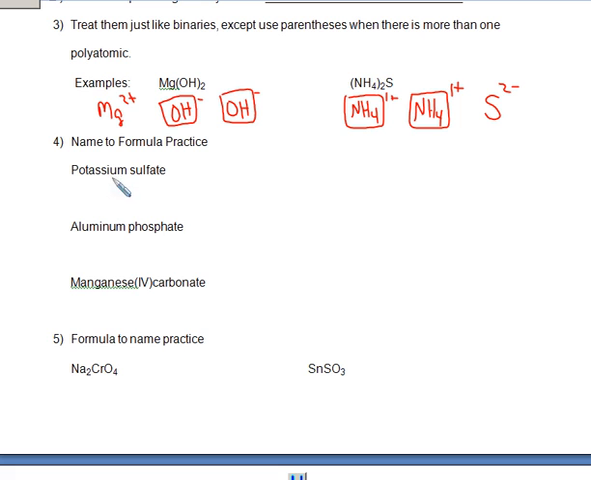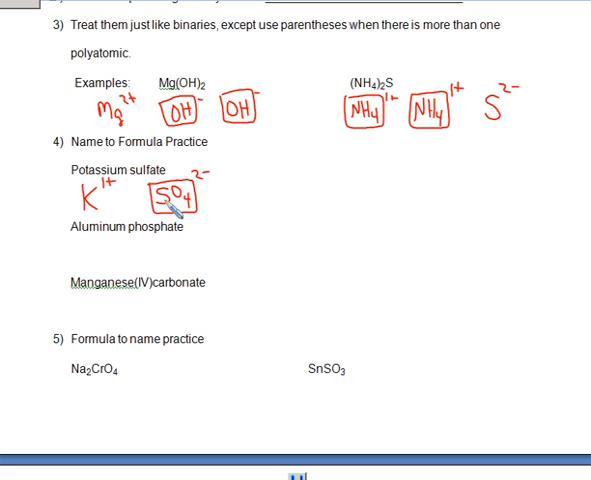You have potassium sulfate. So potassium is K1+. Sulfate is SO4. Box it so you remember not to mess around with that subscript. Leave that subscript alone. 2-.